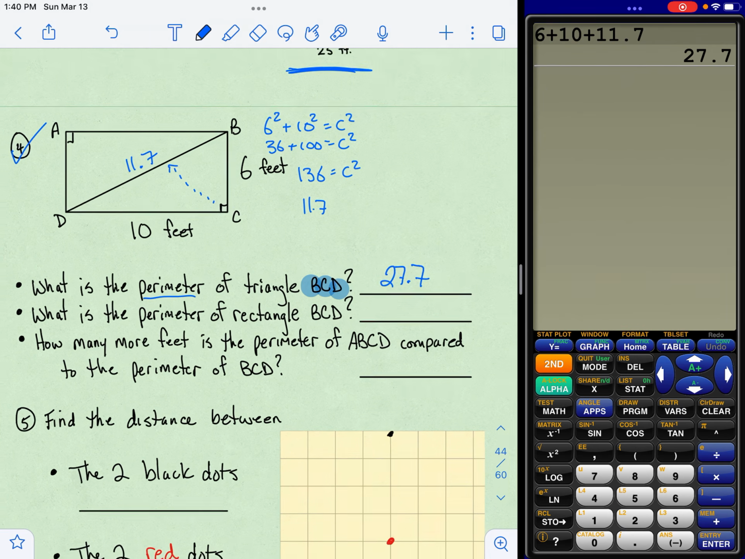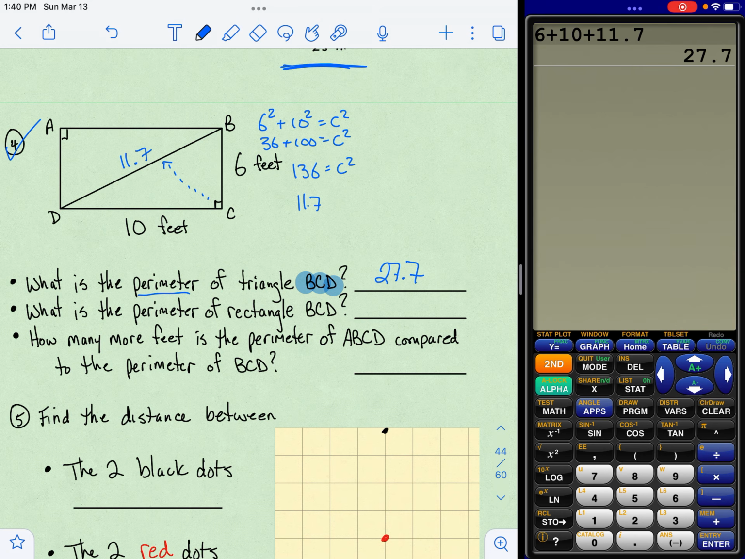Next question, next bullet. What is the perimeter of, oh, this isn't written well. It's supposed to say rectangle ABCD. I left the A off of there, so my apologies. But it's supposed to be that, which means we're going around from A to B to C to D, and it's the perimeter of the whole thing because it says rectangle. So we just have to add up all the sides.